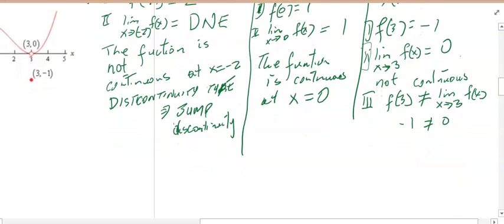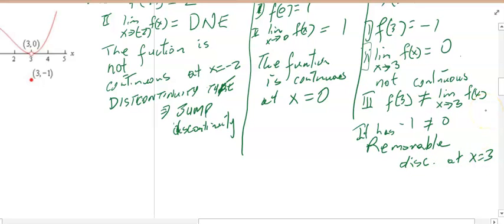Okay? What kind of discontinuity is there? We got to say that the kind of discontinuity that is here is called a removable discontinuity, just removable for short, at x equals 3. Okay, well, that's how we do the evaluation.